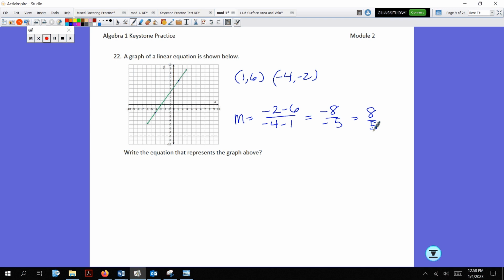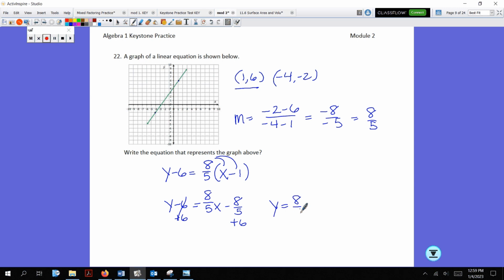Not the nicest slope. I'm going to use that slope and that point, this one right here, so y minus 6 equals 8 over 5, parenthesis x minus 1. And distribute this and get 8 over 5 x minus 8 over 5, this y minus 6. And then I'm going to get my fancy little calculator out, and I'm going to add 6 to both sides. And I'm going to turn that into a fraction. So we have y equals 8 over 5x plus 22 over 5.